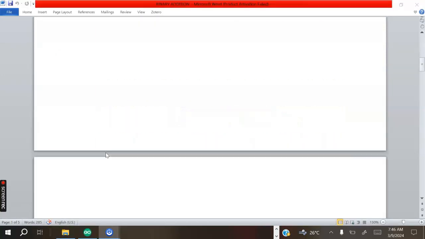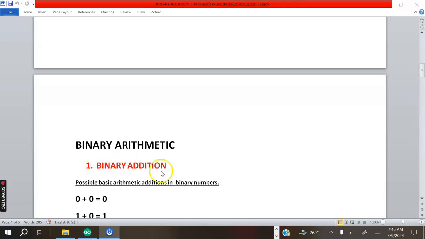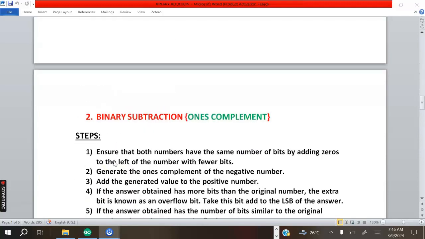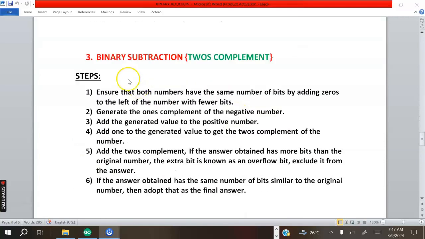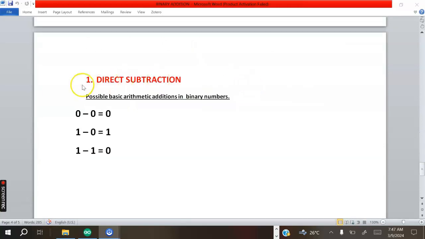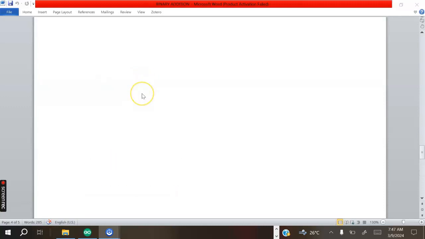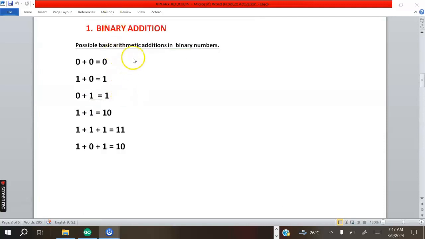We have already looked at the other scenarios. For example, we had already looked at binary addition, binary subtraction using the one's complement, and binary subtraction using the two's complement. But for this specific video, I'm going to take you through the direct subtraction of binaries. Before we dive in, we need to remind ourselves of the basic arithmetic addition, which is mostly used in both addition and subtraction.